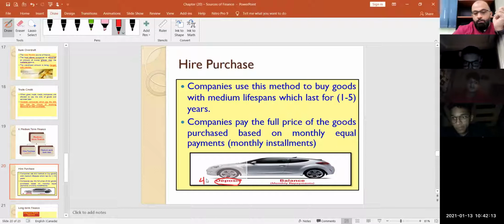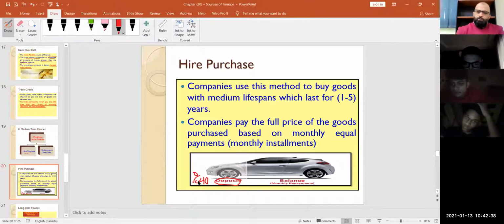The deposit is so that the dealer has money, and at the same time it's like I'm booking it for me. If you have an ice cream company, you're producing ice cream and you want trucks, you want to buy cars so you can do transportation and distribute the ice cream to the shops.